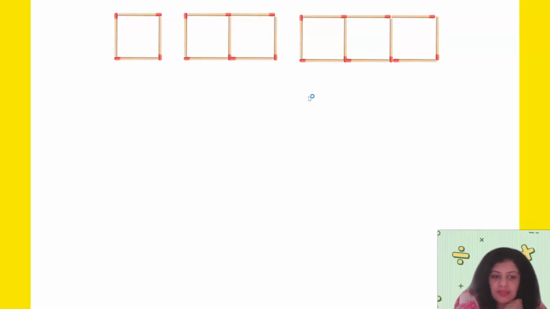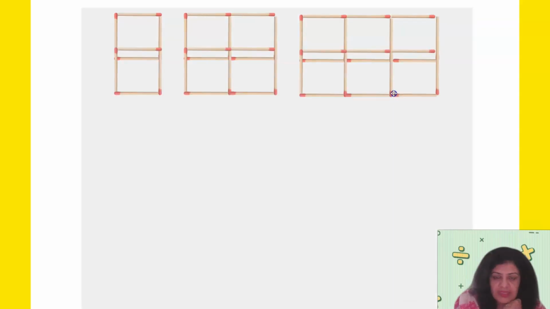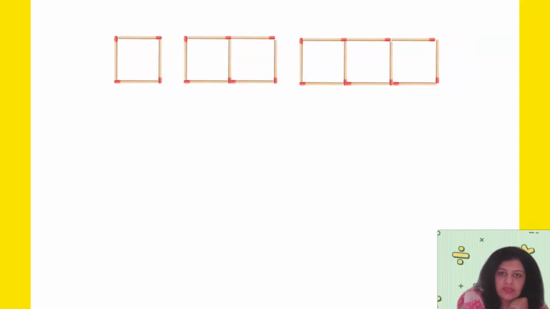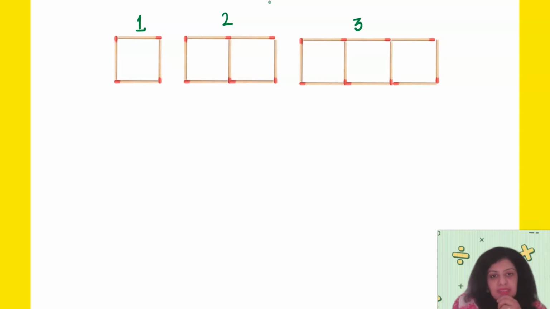We have another pattern which is slightly different. It also has the same number of squares. The first figure has 1 square. The second figure has 2 squares. The third figure has 3 squares. The number of squares is the same, but there has been some cost cutting in the number of matchsticks used because one of the matchsticks is common here. Here 2 are common.